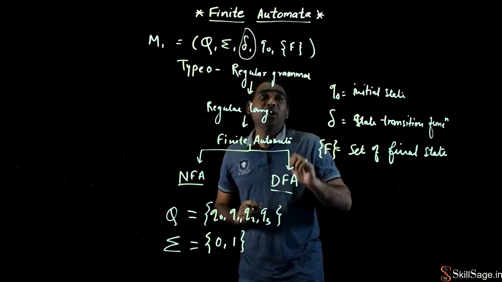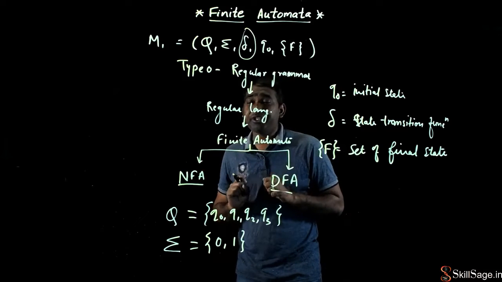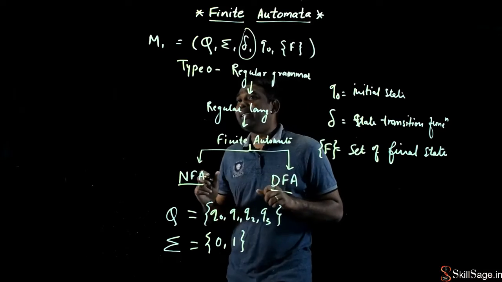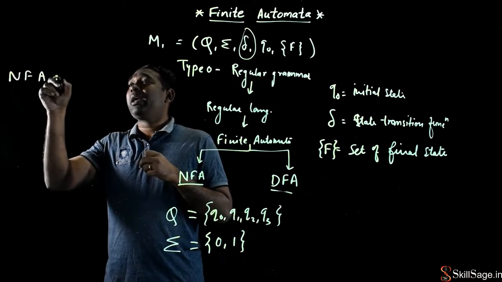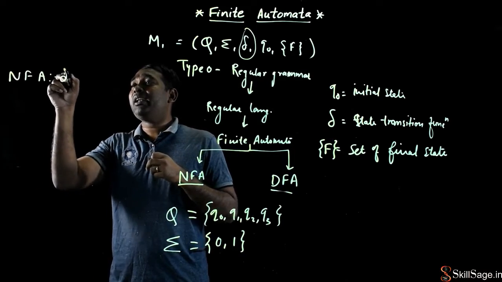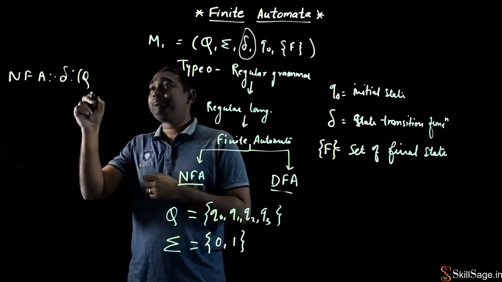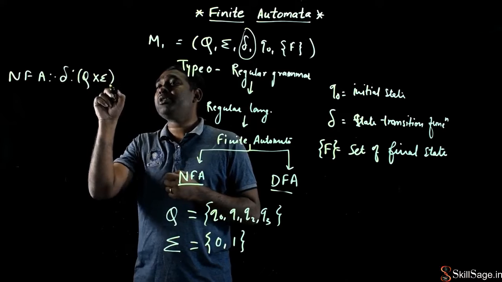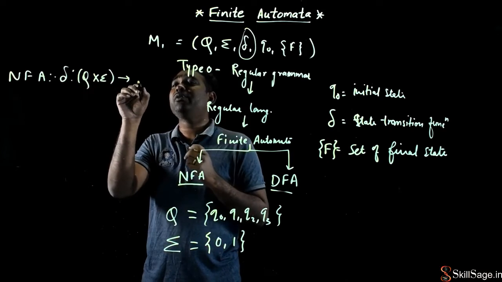The delta function. Only based on this delta function, these two finite automata will be differentiated from each other. So what is the delta function of an NFA? The delta function works on the current state and the current input symbol. It will take the current state and the current input symbol and give you the next state.